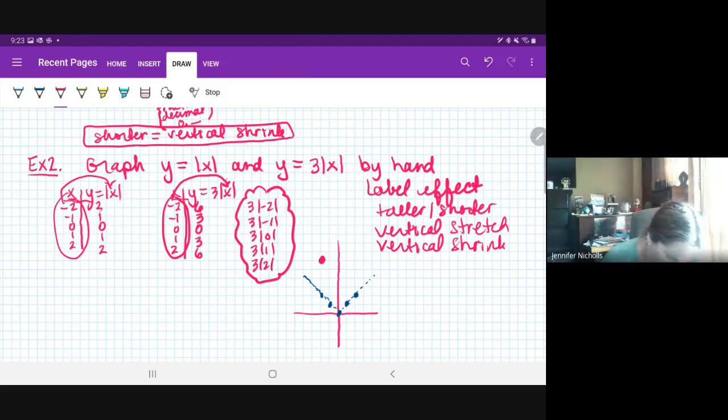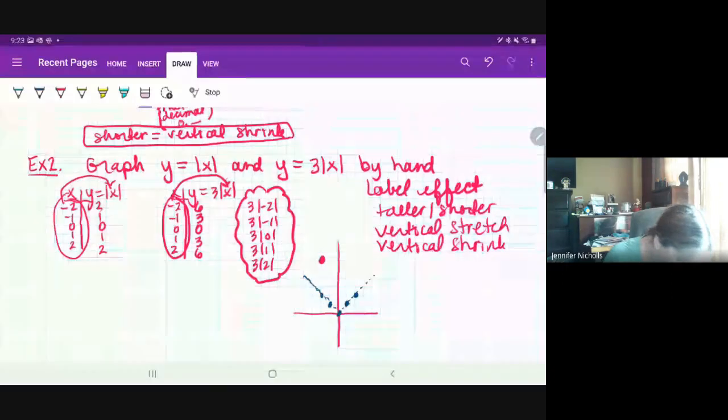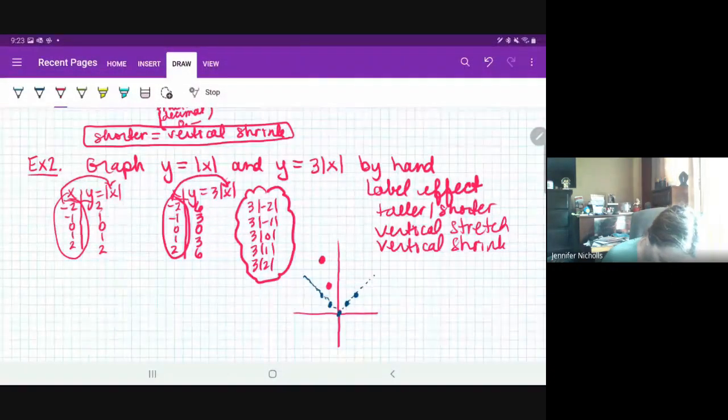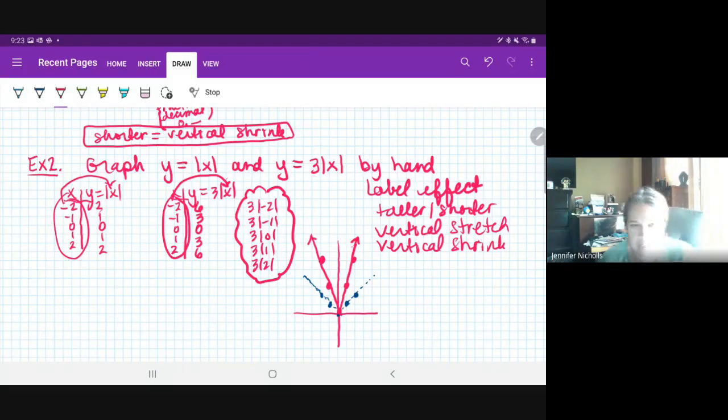So I'm just graphing these points. Graph this point, graph this point, graph this point, graph this point. And I do need you to put the dots. See, Desmos doesn't put the dots, so you can't tell whether it's wider or taller. Skinnier, narrower. But we're not doing skinnier today. We're only doing taller, shorter, vertical stretch, vertical shrink.